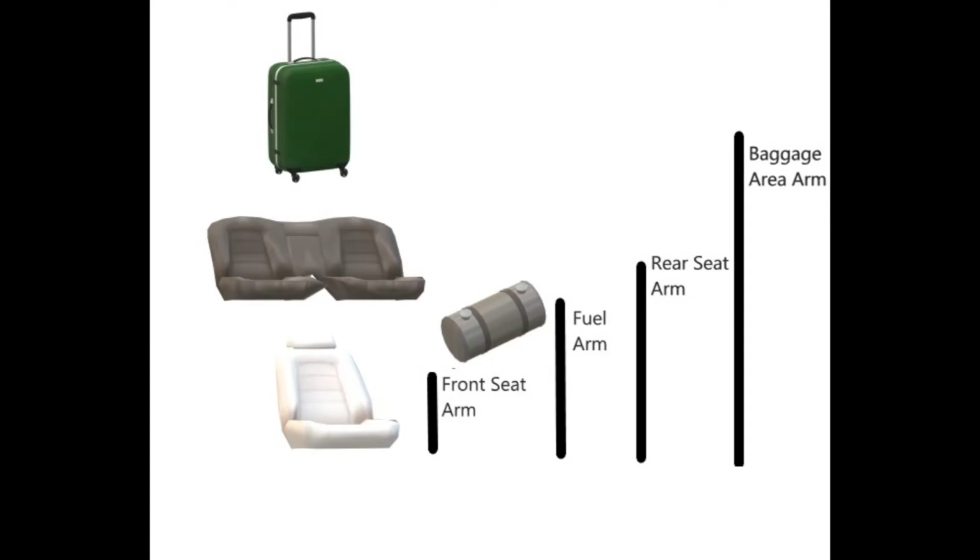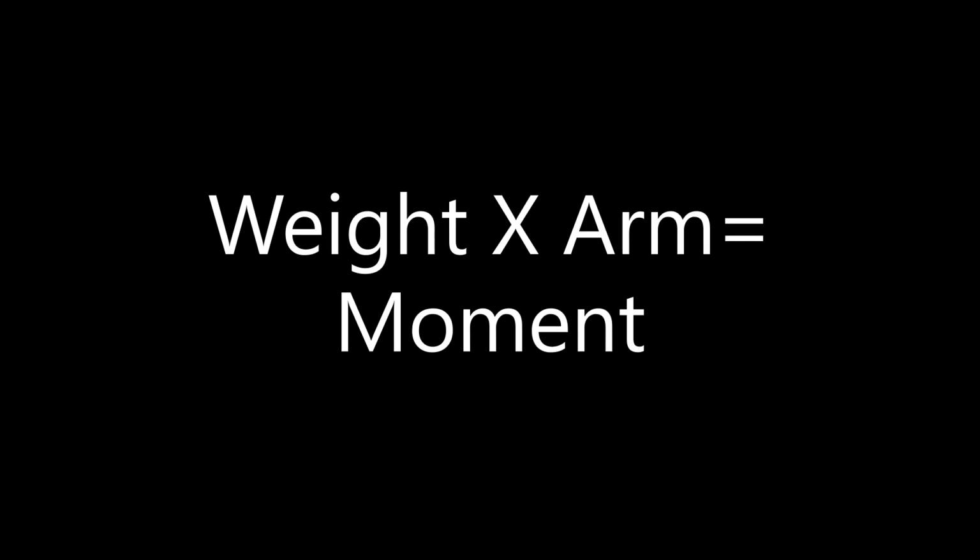So in aviation, the manufacturers of the aircraft assign a numerical value called the arm to all the places that all the things can be in the aircraft, like the front seat, the back seat, and the fuel tanks, etc. So the weight of the item times the arm of where it's located equals the moment, or how many pound-inches of force the item is subjecting the aircraft to. So weight times arm equals moment.